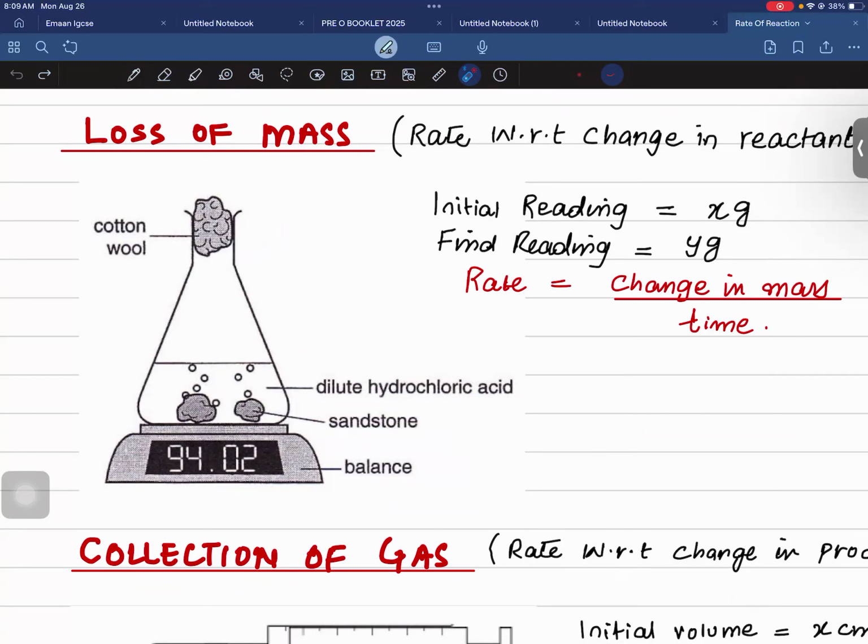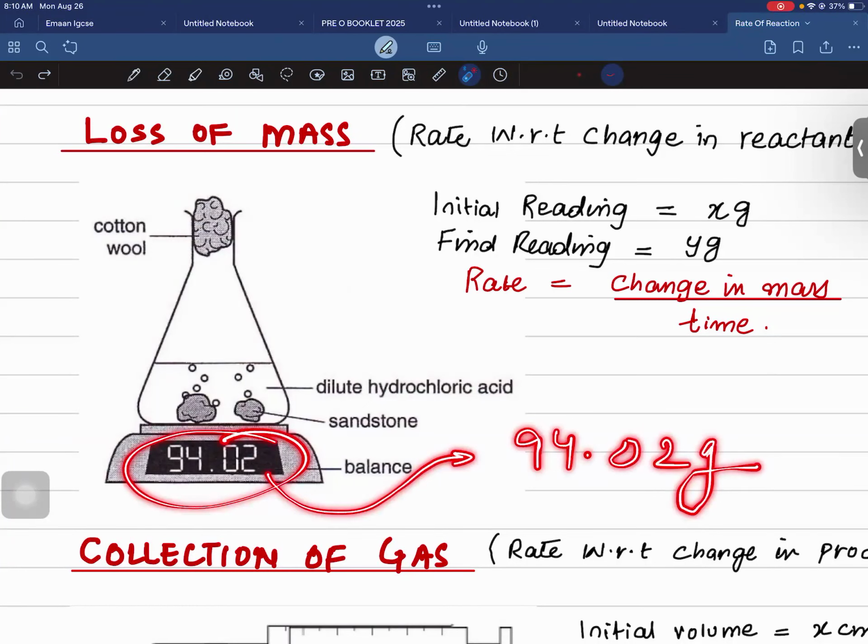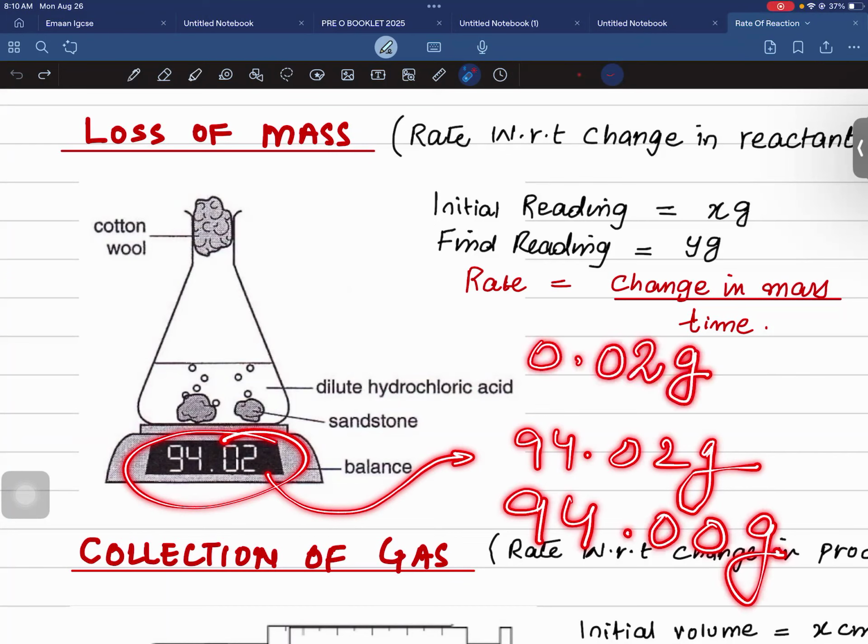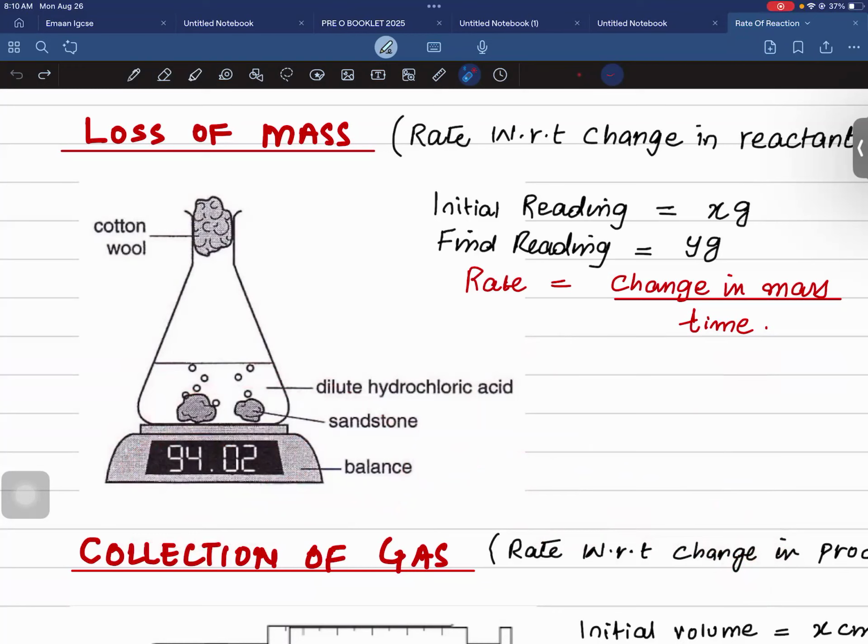It's going to produce what? Carbon dioxide. You can see the bubbles. Let's suppose so far we are considering this. So the gas is removed. Let's suppose right now I have this mass that is 94.02 grams. But when the gas is released, the mass is 94.00. This much mass of the gas has decreased. This is the change in mass.